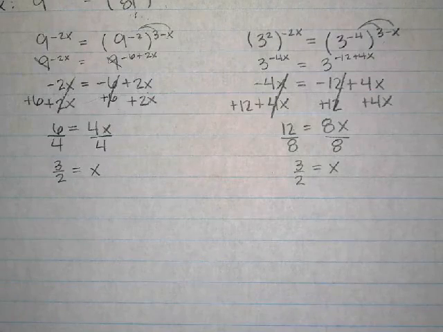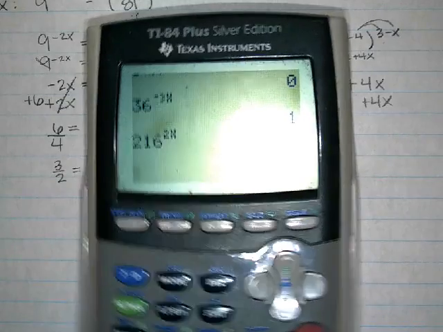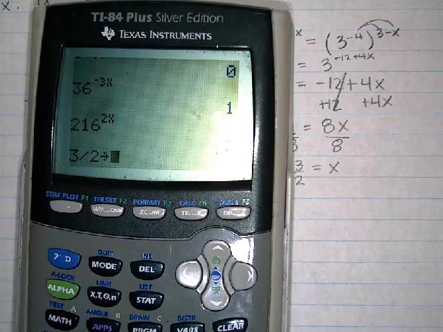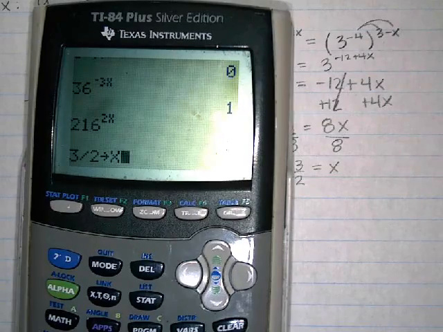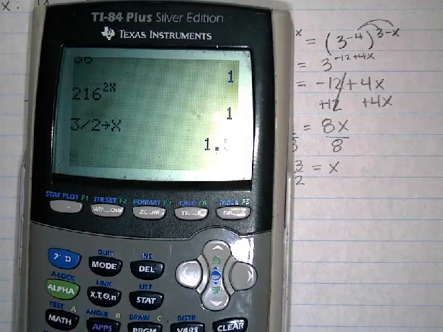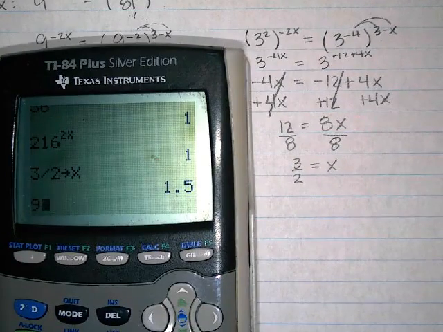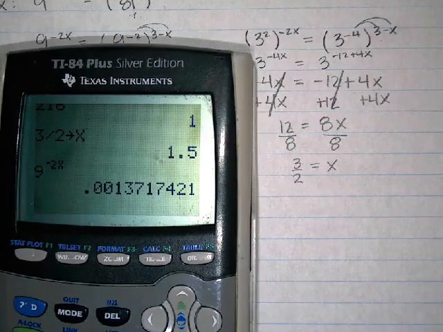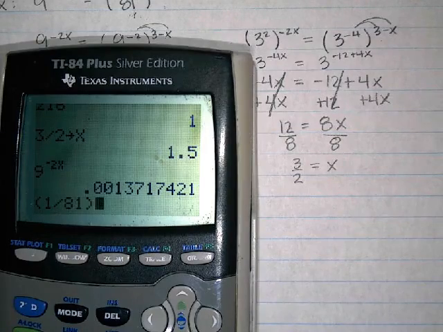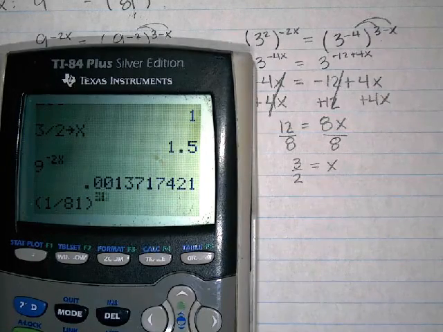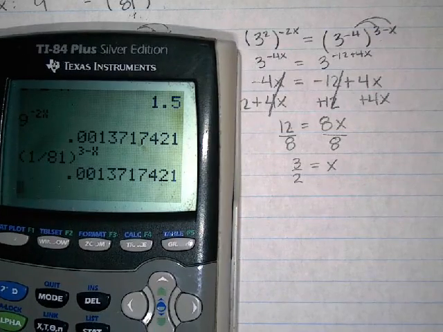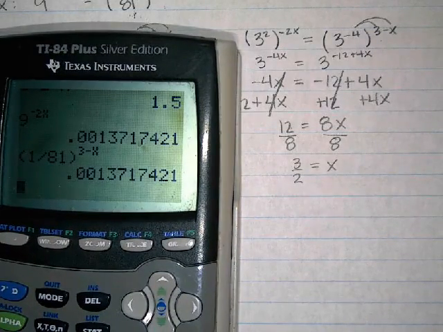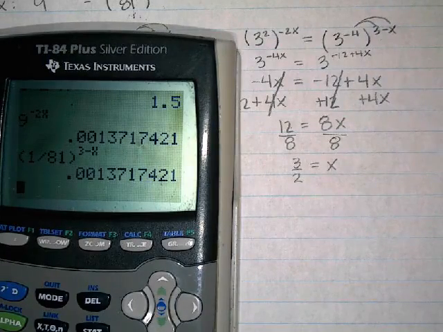Okay? So let's go ahead and check this answer. I'm going to do 3 over 2 stored as x. Okay? And then I'm going to type in 9 to the negative 2x. And that gives me a funky decimal. And then I'm going to type in 1 over 81 to the 3 minus x. And it gives me the exact same funky decimal. So I know that the left side of the equation and the right side of the equation equal the same thing, which means I got the answer right.